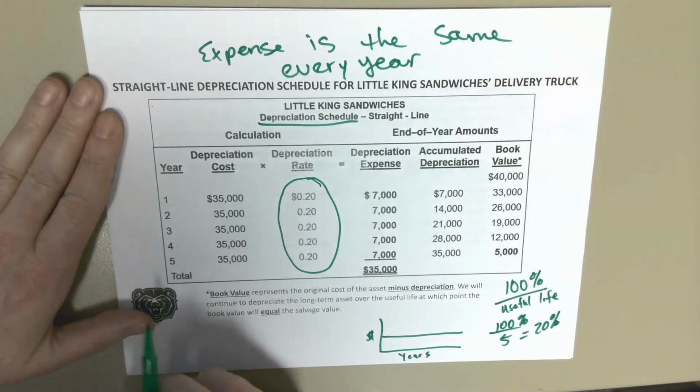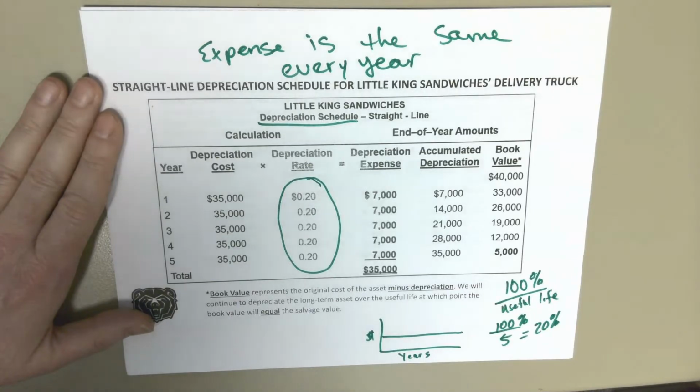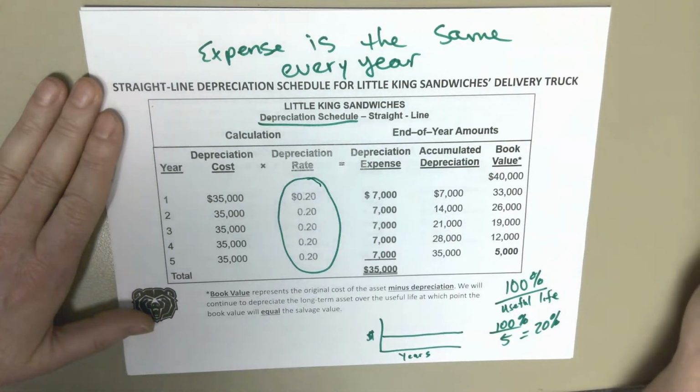Sometimes it's just easier, though, if you get a funky number. Let's say you've got a 3-year or a 5-year, 6-year, 7-year, whatever the case is, and you just get a weird number, right? Sometimes it's just easier to divide your depreciable base by your number of years in your useful life, okay?